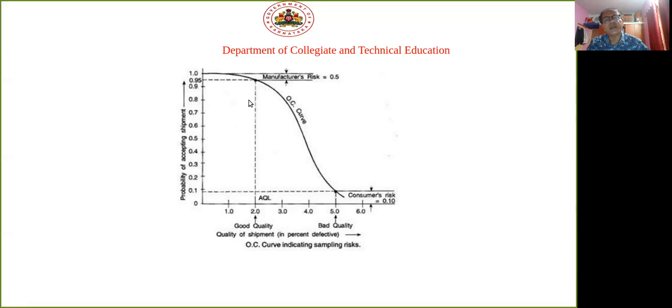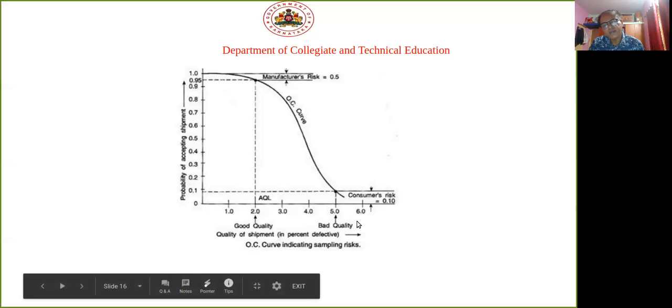When you draw a line, it meets the curve at this point, and the difference in the curve is called the manufacturer's risk. Here you can see 0.9521, so this difference will be 0.05. That is the manufacturer's risk.